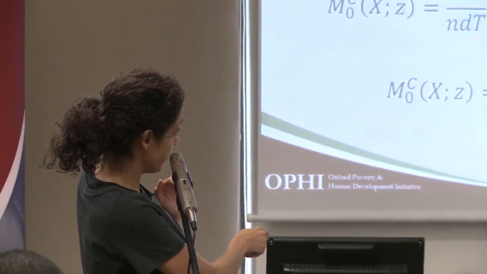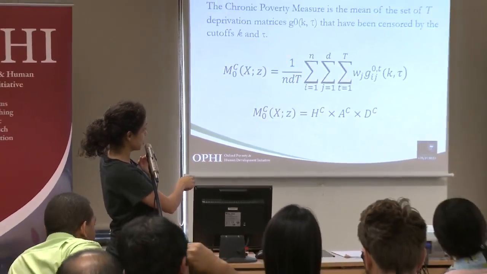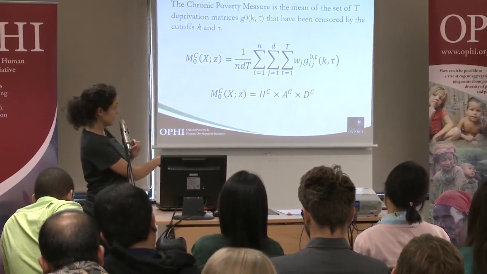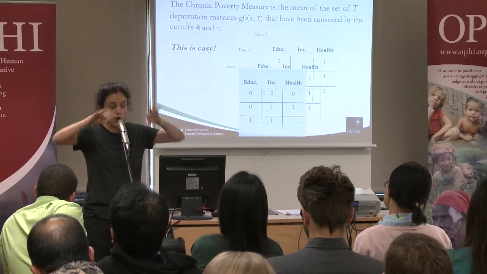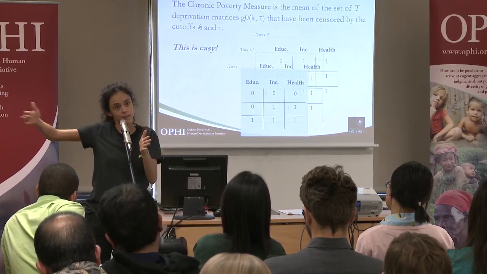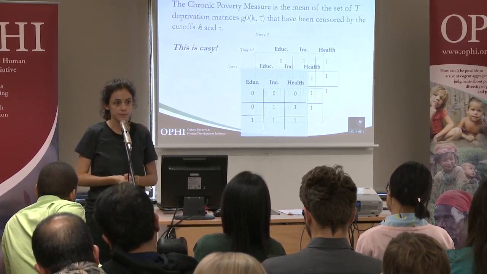And that's what this is here, because it's the number of periods multiplied by the number of dimensions multiplied by the number of people. So it's the average of all the 4 matrices, but they are different matrices, one for each year.